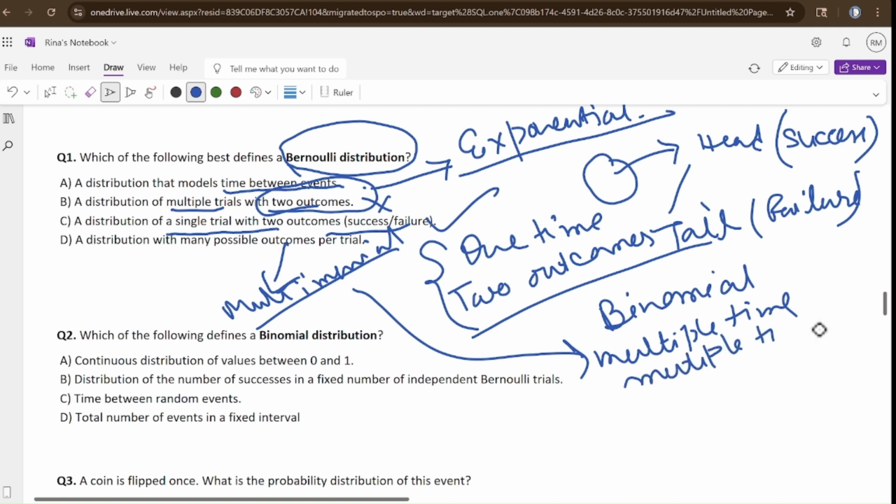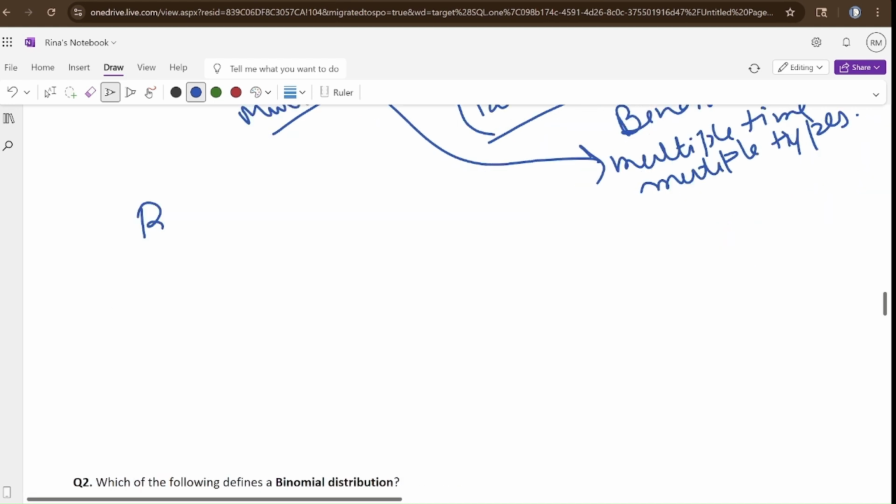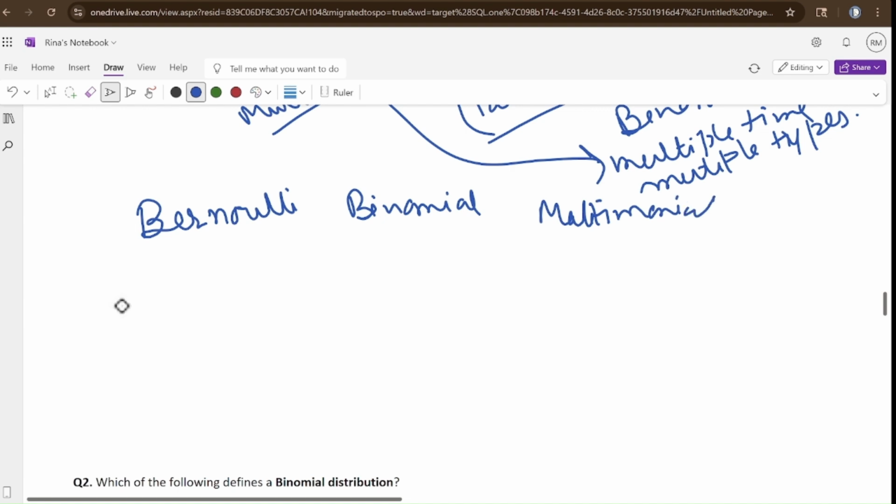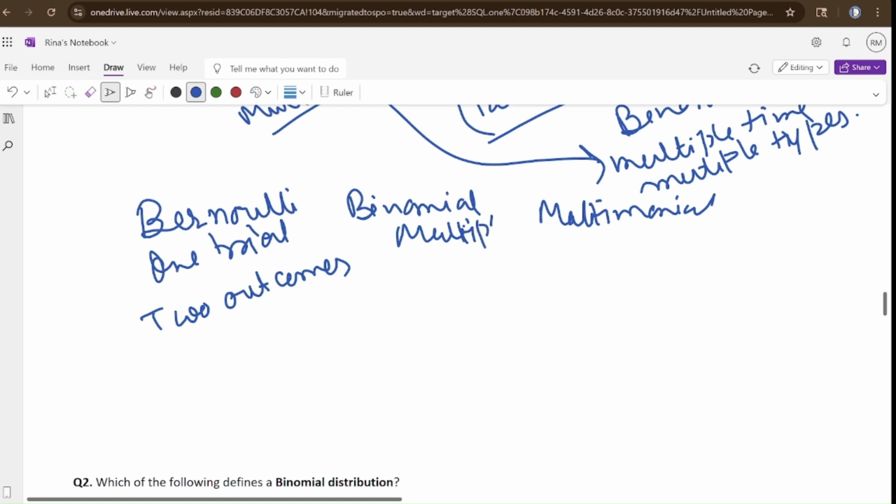Okay. Let's discuss all of them by an example. So let's summarize the thing. Bernoulli, binomial and multinomial. So Bernoulli means one trial and two outcomes, either head or tail. But when multiple trials and two outcomes, that means you are throwing a coin multiple times, but outcome will always be two, either head or tail.